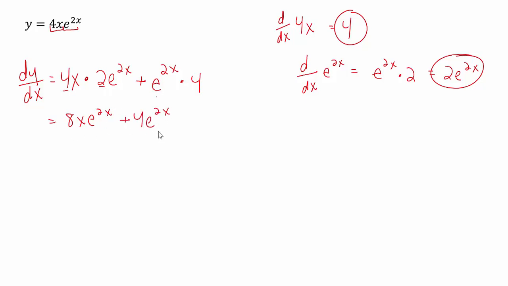Now this is fine, and this is good if all you're asked for is the derivative, but if you're going to do math with this, solve for a stationary point or something, you're probably going to want to take out a greatest common factor, especially the e^(2x), but in this case we can also take out a 4. So 4e^(2x) is my greatest common factor. That leaves me with 2x + 1, and that's my derivative.